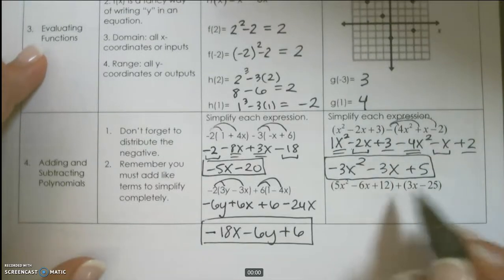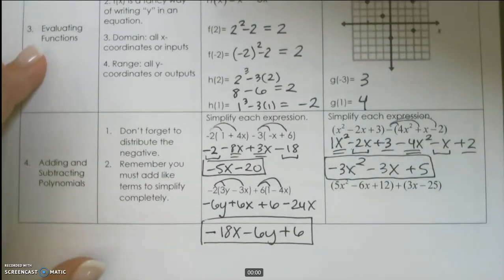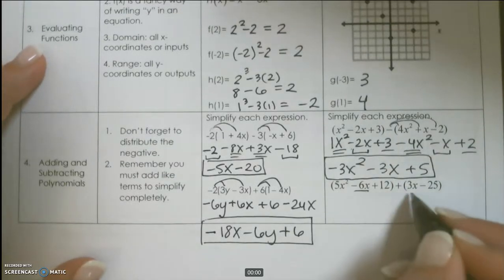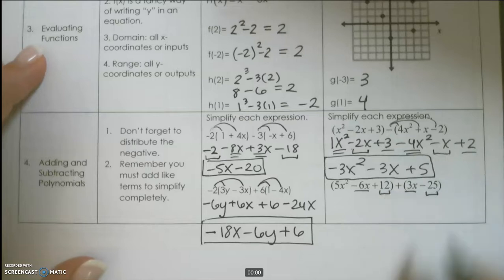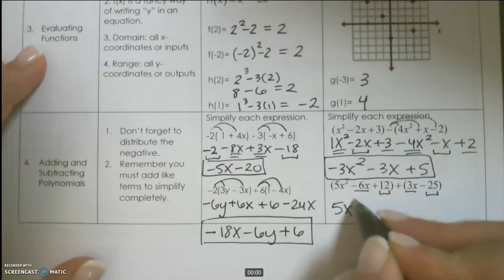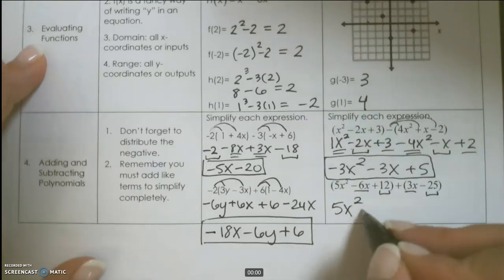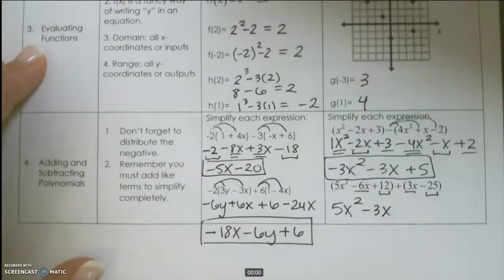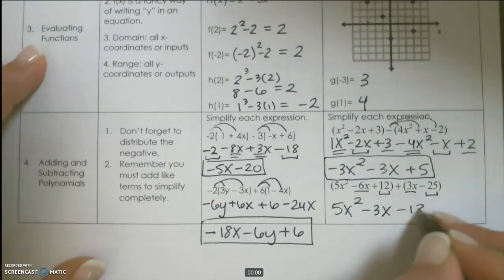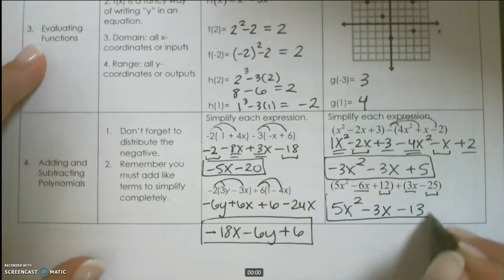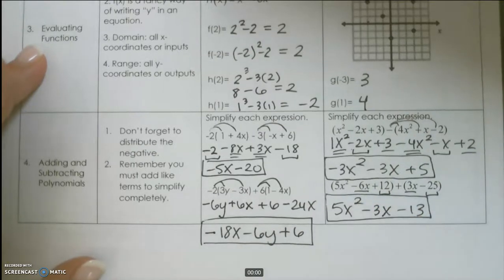All right, with addition, distributing a positive 1 will not change any of the signs, so you can just combine the like terms. That'll give you 5x squared minus 3x, and negative 25 plus 12 would leave you with a negative 13. There we go.